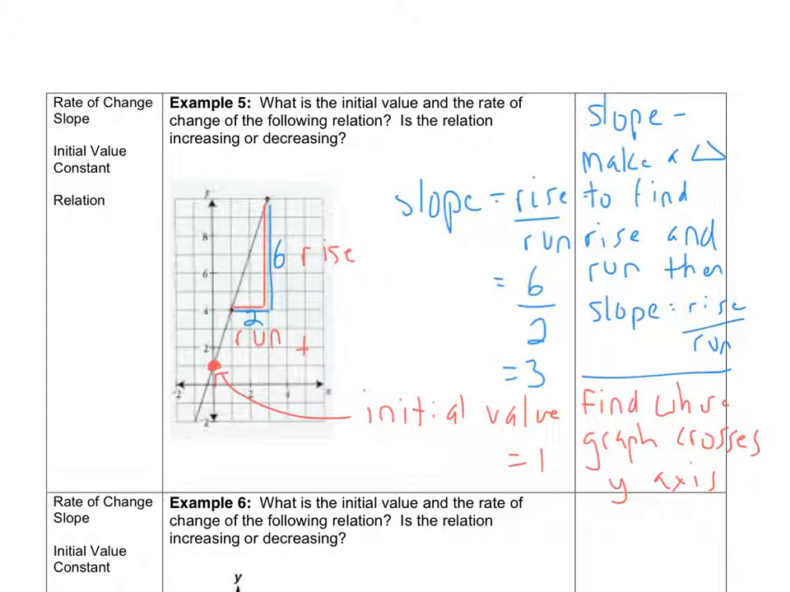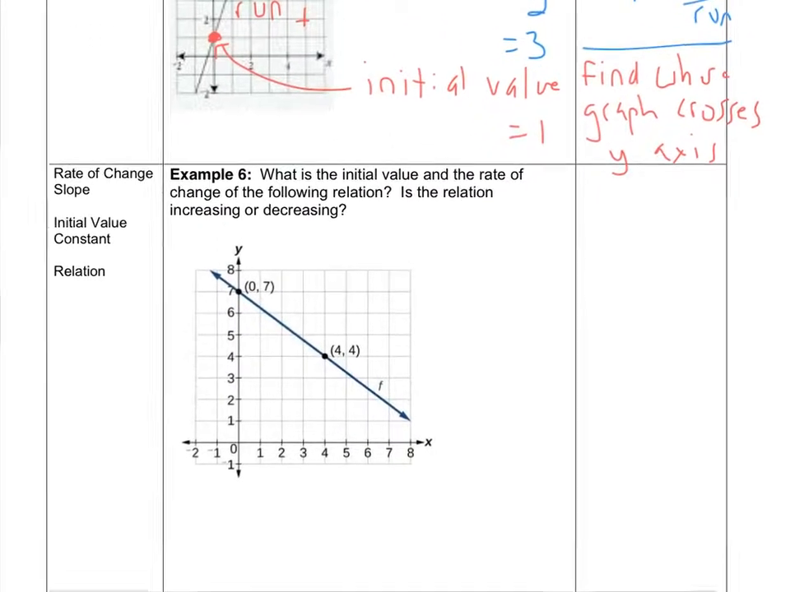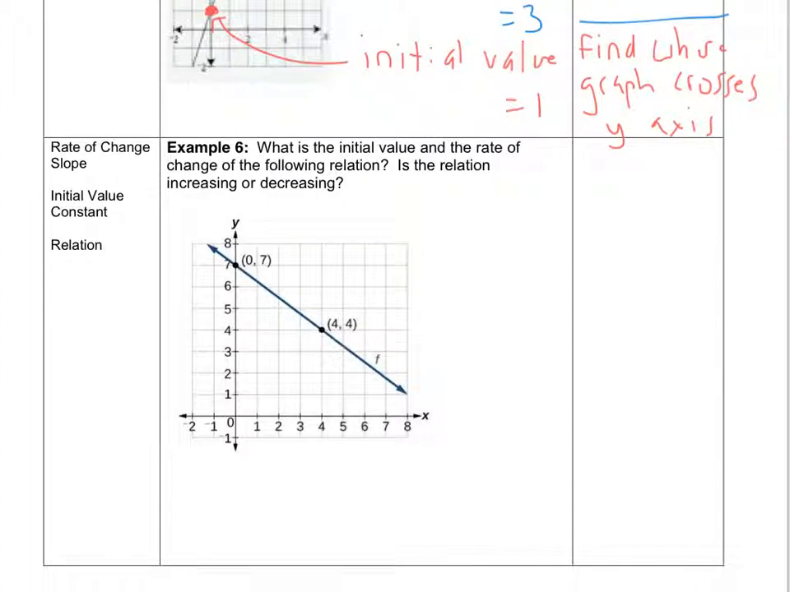One thing I should say is if you get your signs wrong when you're finding your rise and your run, you can look at your graph and see that your graph is increasing, which means that the rate of change is positive, which means that the slope is positive. So our answer of positive 3 looks correct. And then to find the initial value, you find where the graph crosses the y-axis. So let's do this next one.